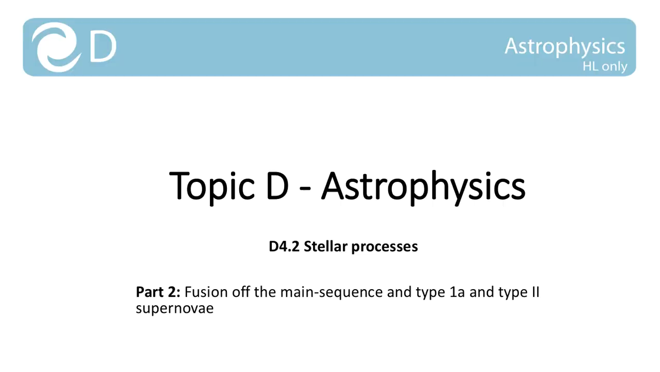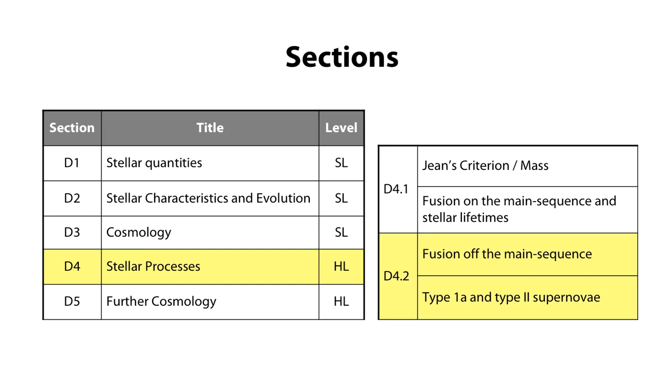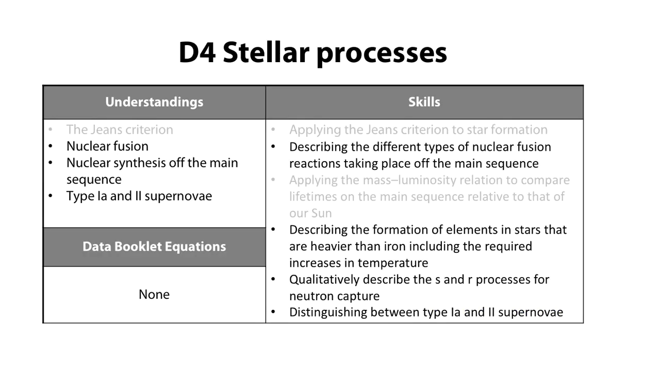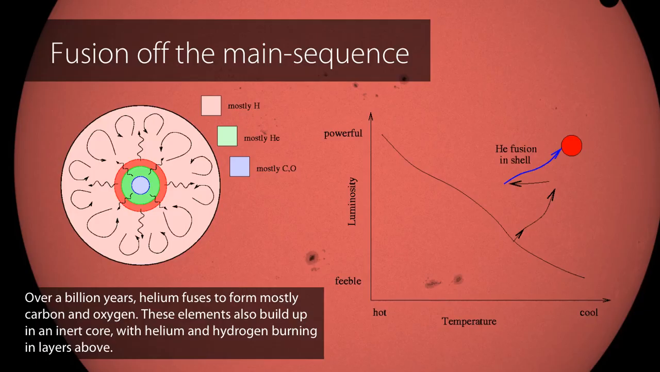In this podcast, we'll continue our high-level look at stellar processes by looking at what kind of fusion happens when we've left the main sequence, and then a quick recap on the different types of supernovae that we can observe. Here are the understandings and skills that we have to apply. We'll review these at the end of the podcast.